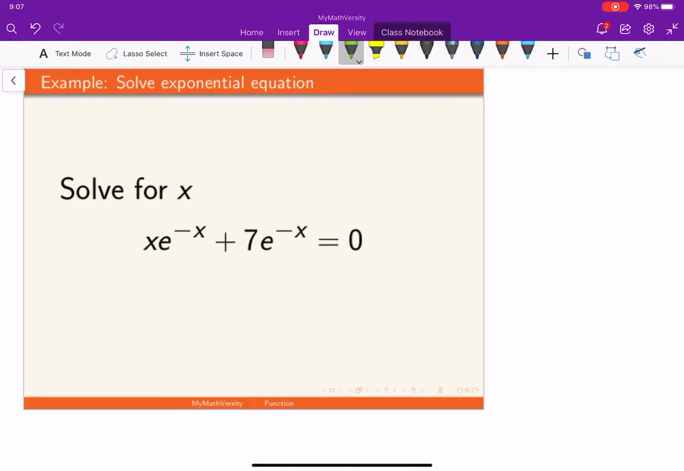In this example, we try to learn how to solve the exponential equation. Here we have given an exponential equation as x times e to the power minus x plus 7 times e to the power minus x is equal to 0. So let's try to solve for x. How can we solve this exponential equation?